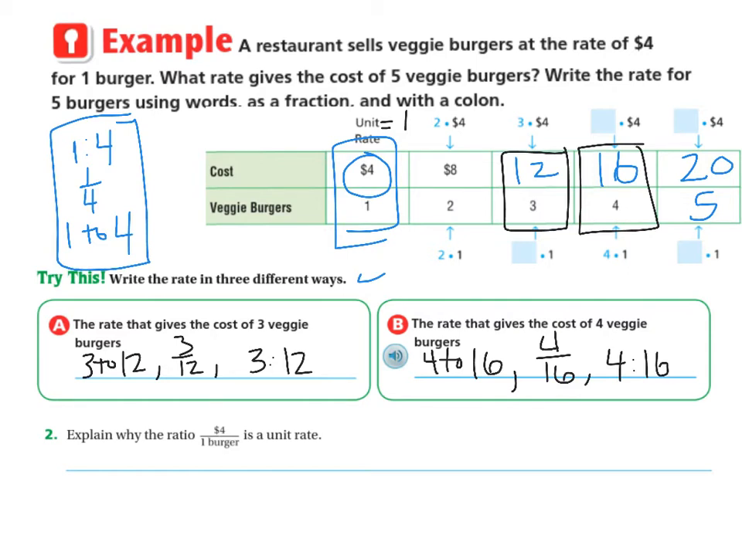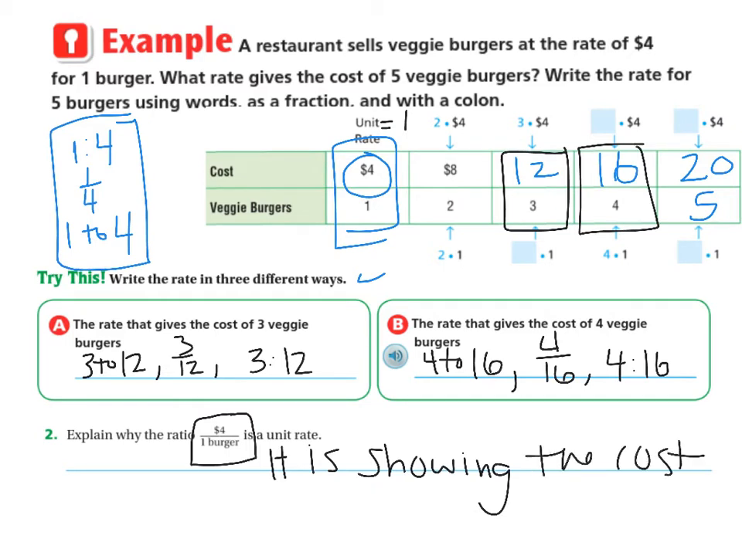And then this is the ratio, the unit rate. And the reason that this ratio is the unit rate is because it is showing the cost for one burger. The unit is always the 1. It's showing the cost for just one burger. And we're going to get lots of practice with unit rate and finding how much just one costs or how much one weighs to help us out. Alright, let's go on to the next thing.